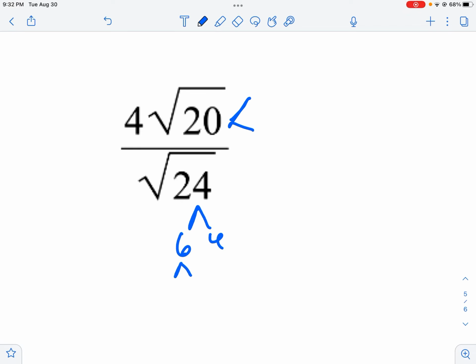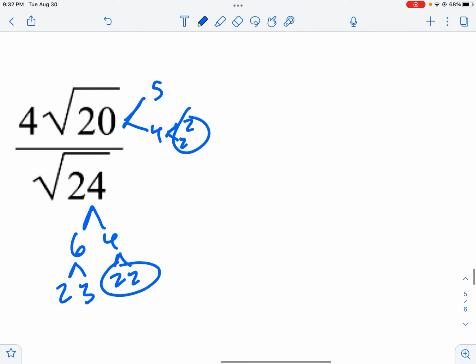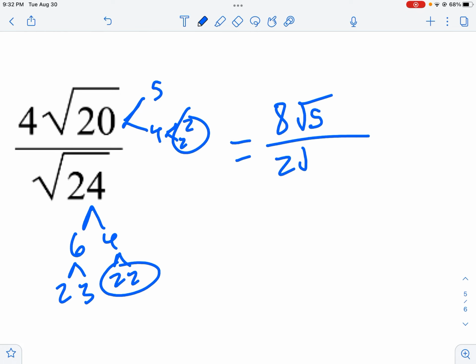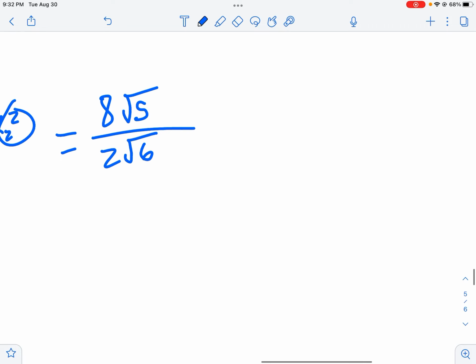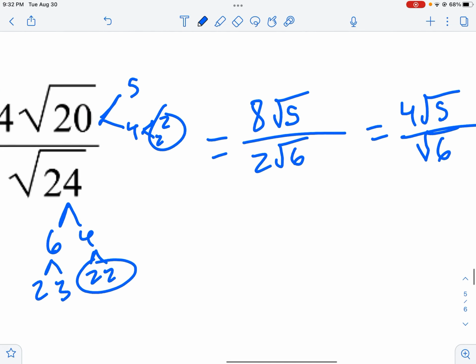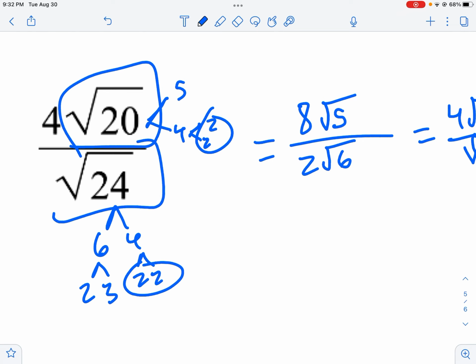So we'll do some factoring here, right? 4 is 2 and 2, so we got a pair. 20 is 4 and 5, 4 is 2 and 2. So we got a pair of 2's up top too. So we're going to get 8 root 5 on top, and on bottom we're going to get 2 root 6. And we can already do a little bit more simplifying because we do have 8 over 2. And so now we got 4 root 5 over root 6. This is much easier to deal with than this root 20 and root 24.